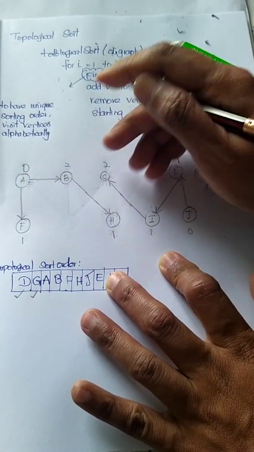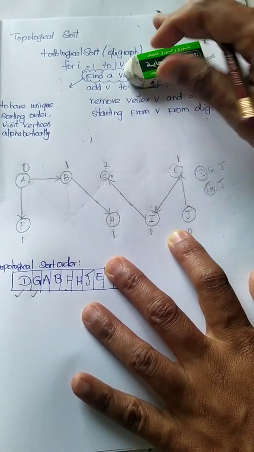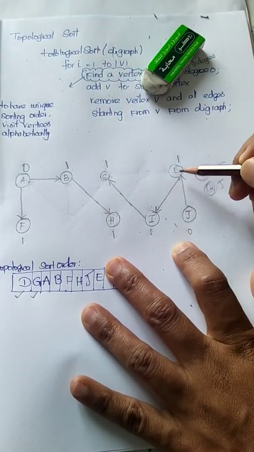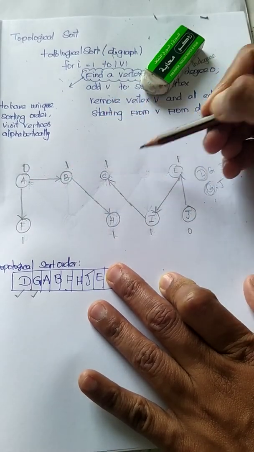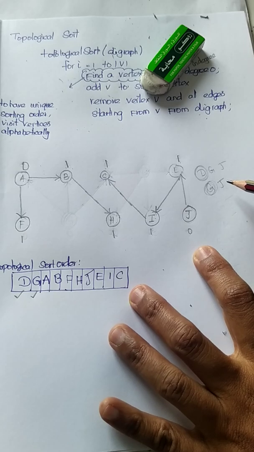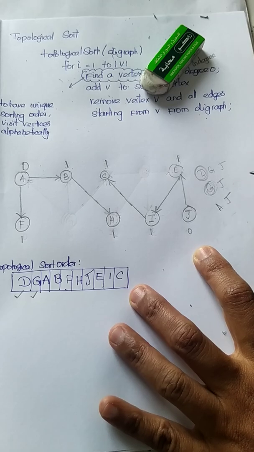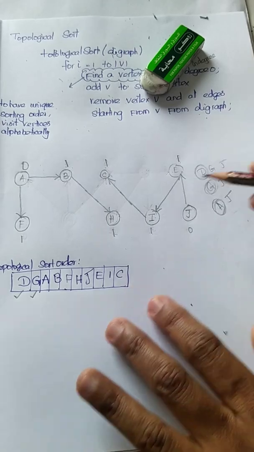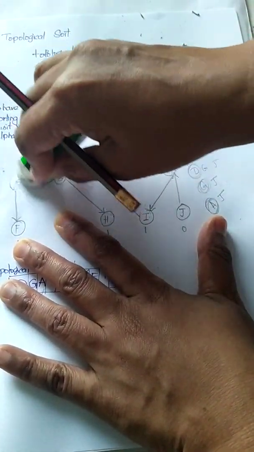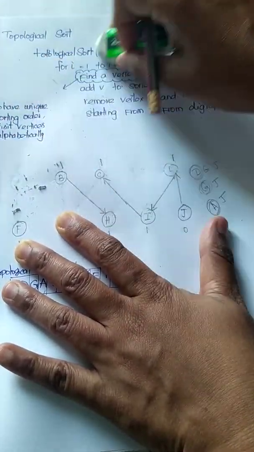F is fine. For B, the in degree is 1. For H is 1. For C, it's no more 2, it is also 1. But I is fine. J is fine. Now list out which of the vertices having in degree 0, A and then J. So you will be visiting A. Can you see here? Remove A, also the associated edges from the graph.